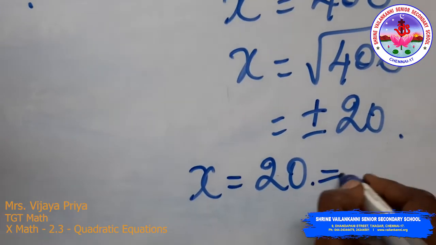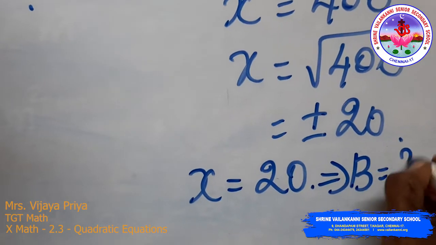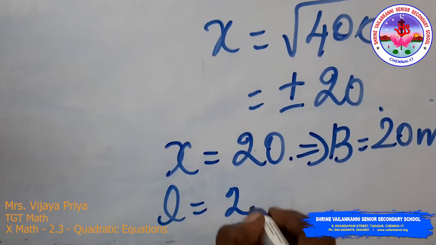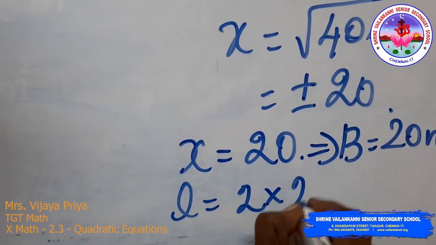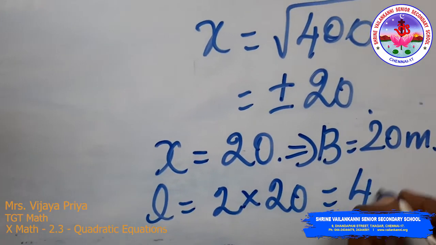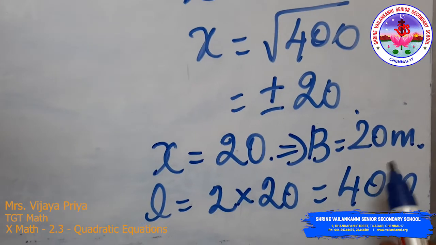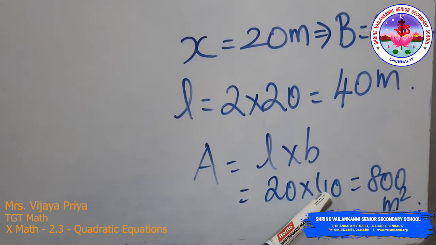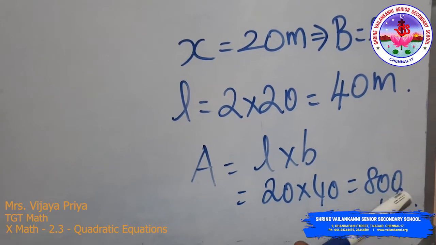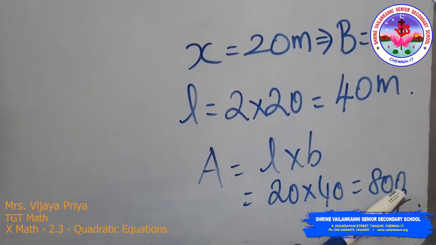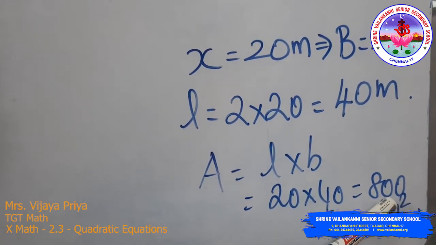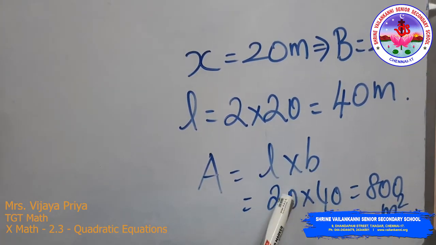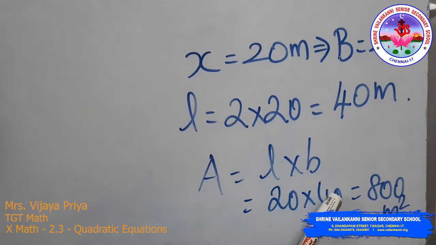So breadth is equal to 20 meter. Length is equal to 2 times the breadth, so 2 into 20, which is equal to 40 meter. Now if your area is equal to L into B, 20 into 40, which is equal to 800 meter square. So this is the possible condition for the rectangular mango grove to have length and breadth as 40 and 20 meter. Thank you.